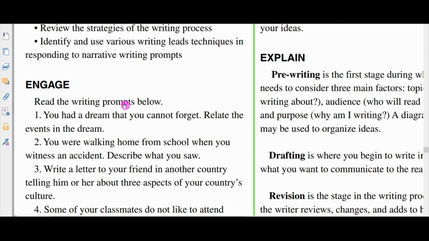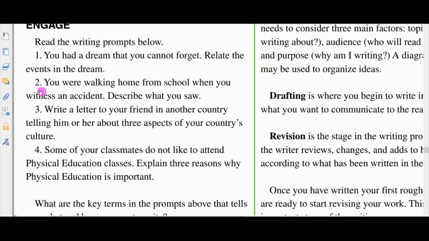Engage. Read the writing prompts below. 1. You had a dream that you could not forget. Relate the events in the dream. 2. You were walking home from school when you witnessed an accident. Describe what you saw. 3. Write a letter to your friend in another country telling him or her about 3 aspects of your country's culture.